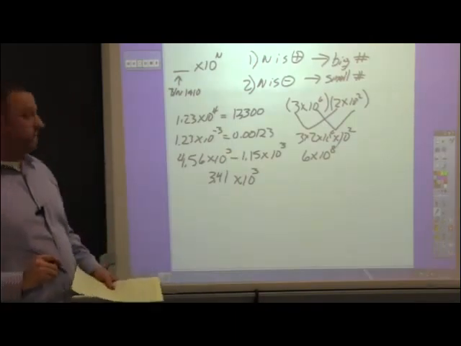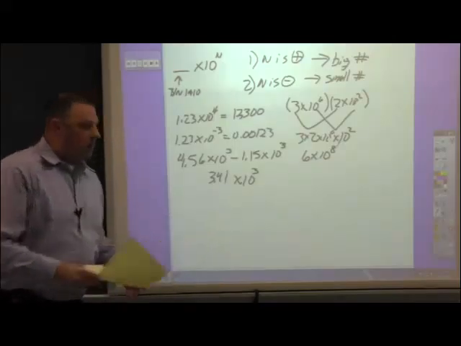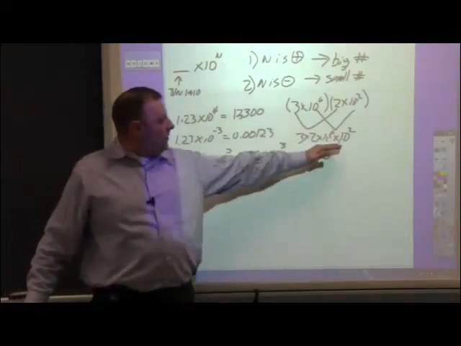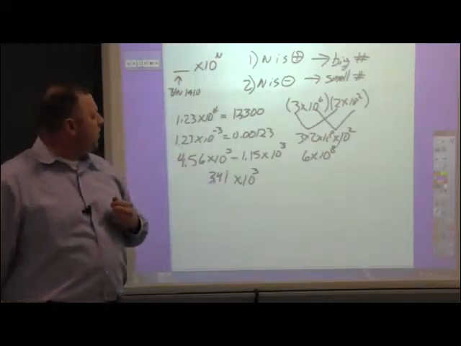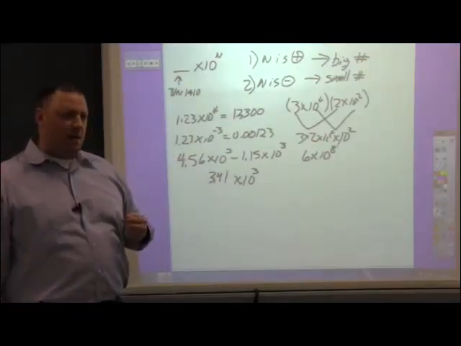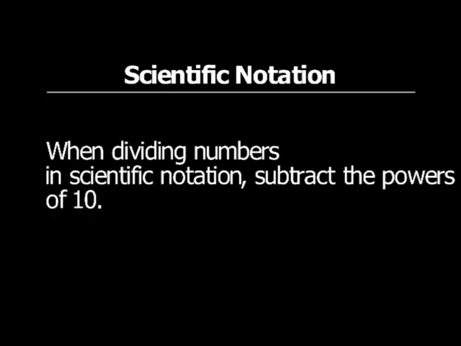Now let's do division. Keep in mind when you multiply, you added the powers of 10. Geez, I wonder what we're going to do when we divide scientific numbers. So that's going to be dividing powers of 10. When you divide, you subtract the powers of 10. Example, 9 times 10 to the 11 divided by 3 times 10 to the 5th.